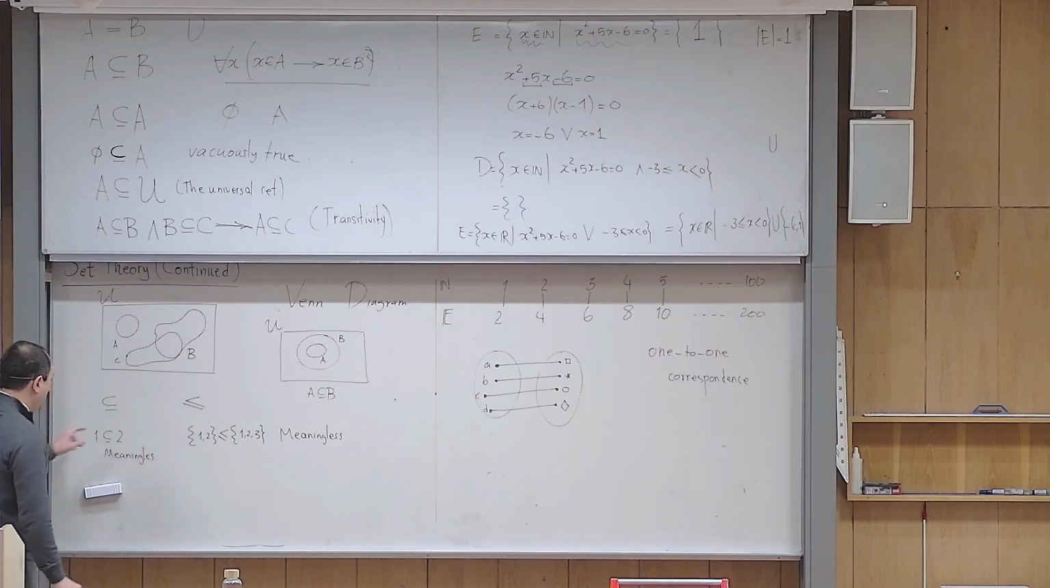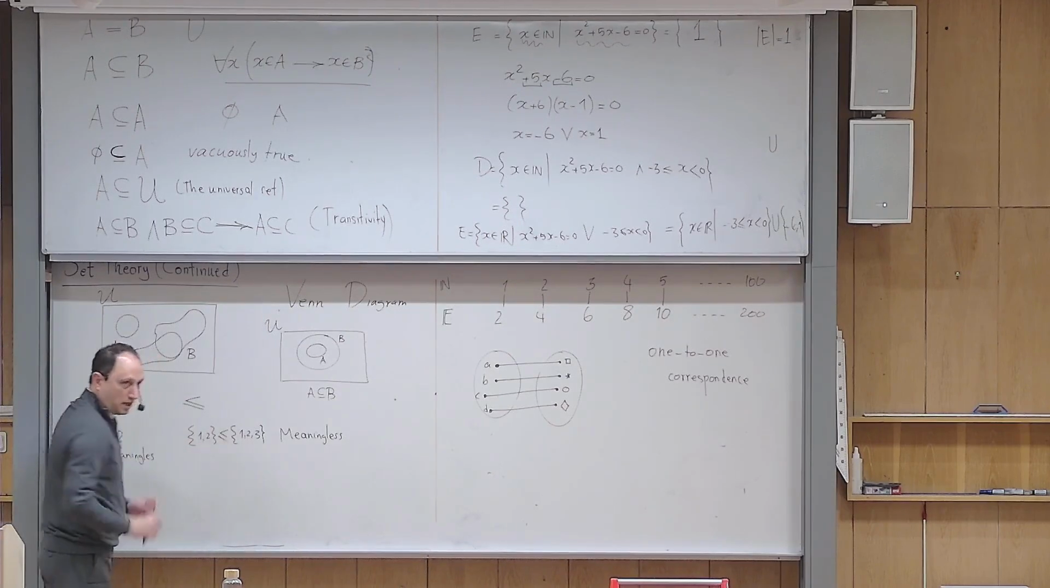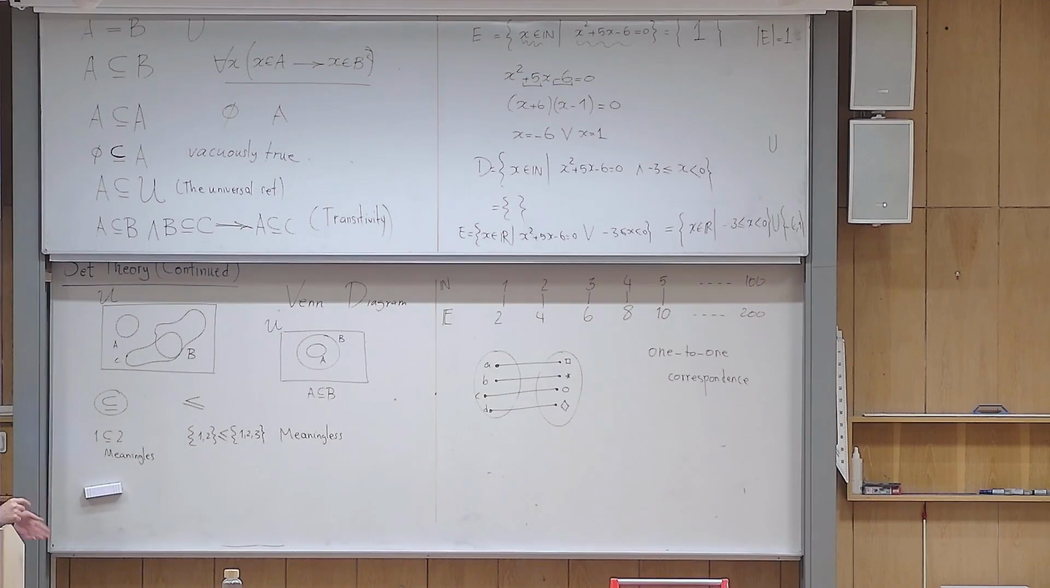I want you to understand this: whenever you see this, you expect to have two sets on the sides. Whenever you see this, you expect to have numbers on the sides. But, yes? You forgot an S. Meaningless, yes.